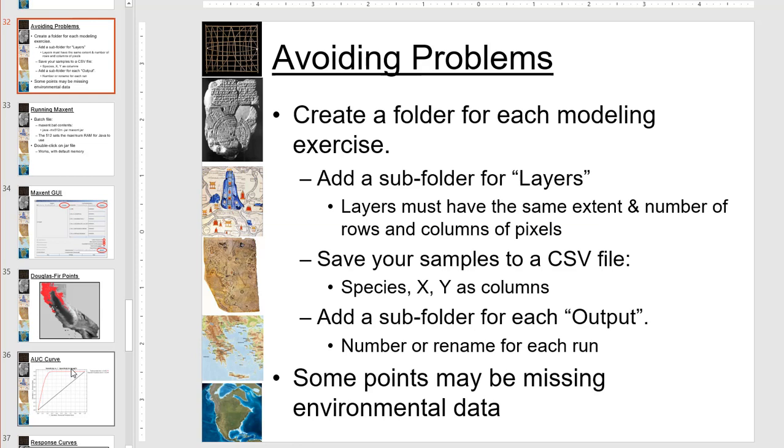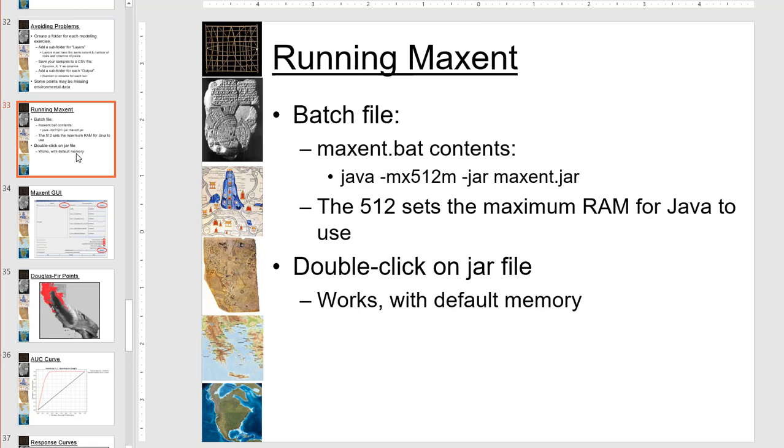And then have a subfolder for each output or each run, and that's really important so that you can save the different runs that you do. Also note, points can be missing environmental data. In other words, your occurrences don't have to completely overlap with your rasters. MaxEnt will give you an error, but that's okay. You can just click and get past it.